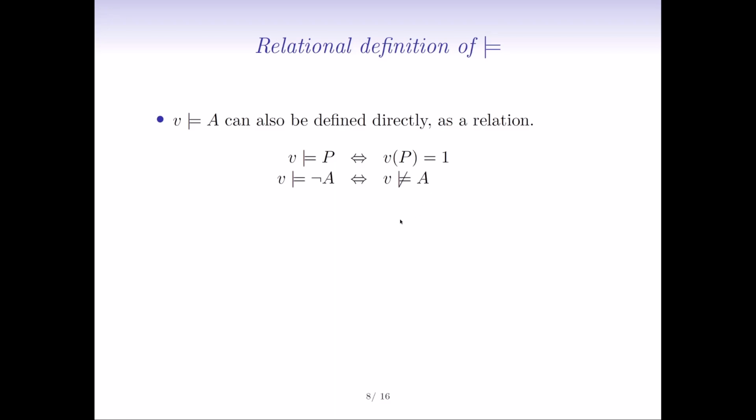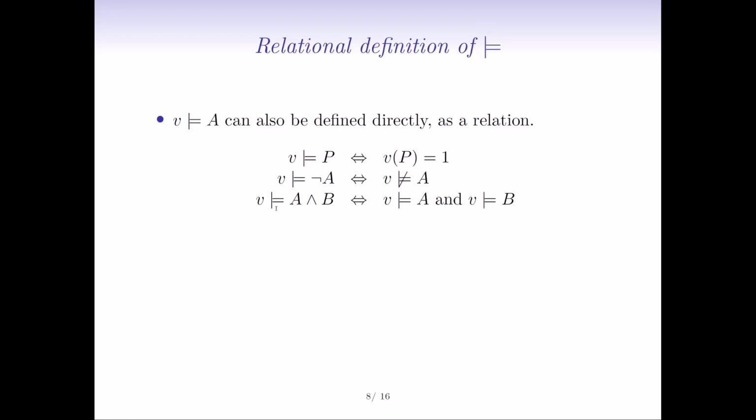Next, suppose that we have the case of a negation. So we assume inductively that we know whether or not V satisfies the formula A, and then we can say whether or not the valuation V satisfies the formula not A. So V satisfies not A if and only if it does not satisfy the formula A. And remember that this completely agrees with the truth table, because when A has truth value 0, then not A has truth value 1, and vice versa. So really this is just a shorter way of writing down what's already contained in the truth table for negation.